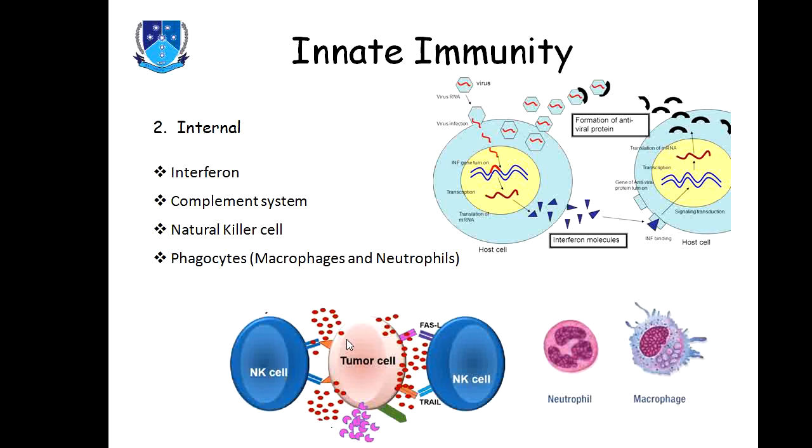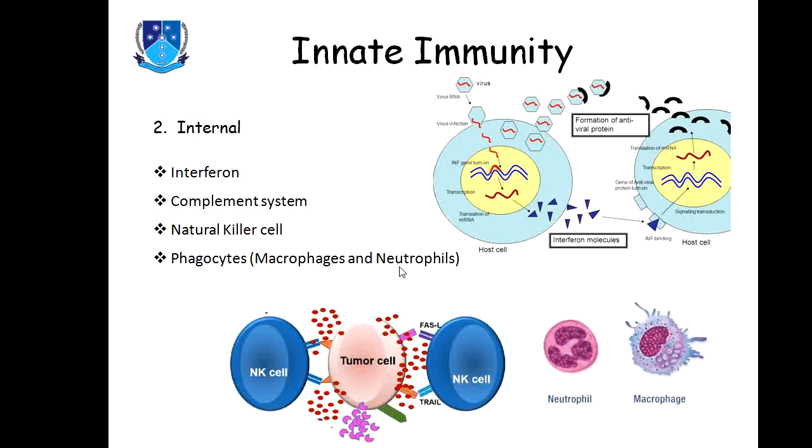The next one is the phagocytes. Two major types of phagocytes are there in the body: one is the macrophage and the other is the neutrophils. Macrophages are large, as the name indicates. These are large immune cells, a type of white blood cell. Neutrophils too. Both of these have the ability to engulf any foreign matter.